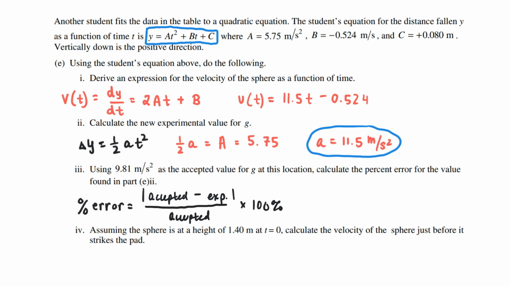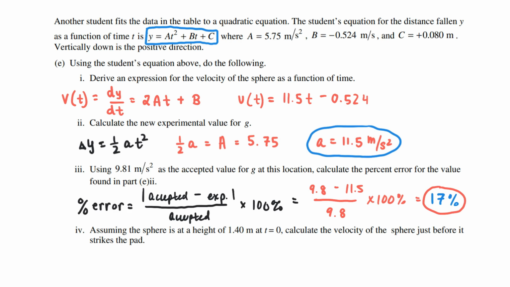And so in this case, I think what we go ahead and do is we plug in the numbers we have, right? The accepted value would be 9.8. The experimental value is 11.5. And in the denominator, the accepted value once again is 9.8. And then we multiply by 100. And what do we get for the percent error between those two numbers? When I perform those calculations, I get about 17%. And I think that sounds like a good answer for part E3.